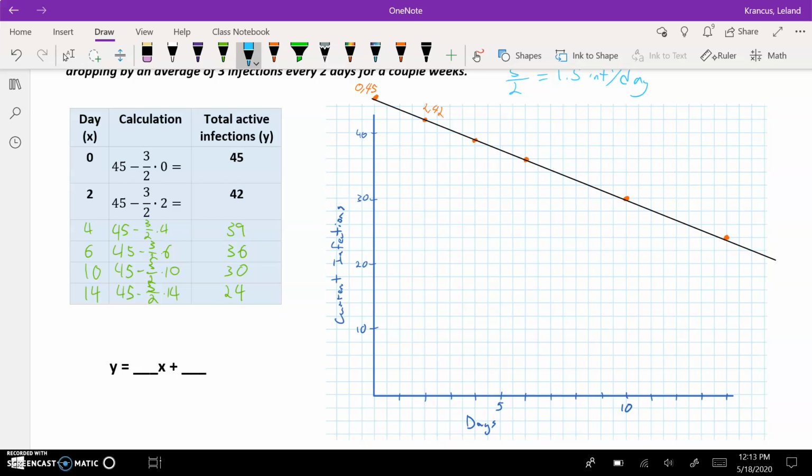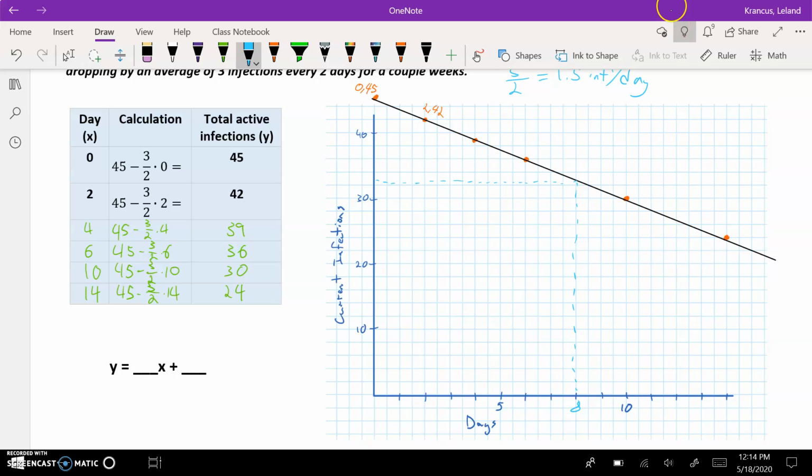So I could pick a number like right here. This would be day 8, where I don't have any data in my table. I didn't make a calculation, but I could use that pattern and say on day 8, right there, I could make an estimate of about how many infections there would be on that day. It looks like there'd be around 33 infections currently active on that day, without actually making a calculation or including that point in my data table.